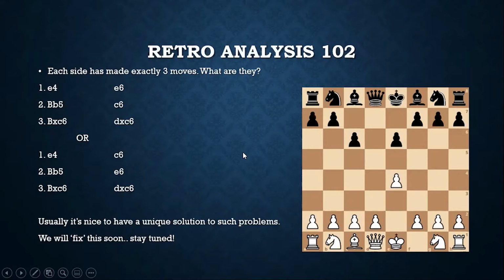So this is a simple problem, and the thing is there is not a unique solution for this. So generally we like to have a problem which has a unique solution, just for the nicety. So we will come back to this puzzle and fix that problem soon. Okay, so just keep that in mind.